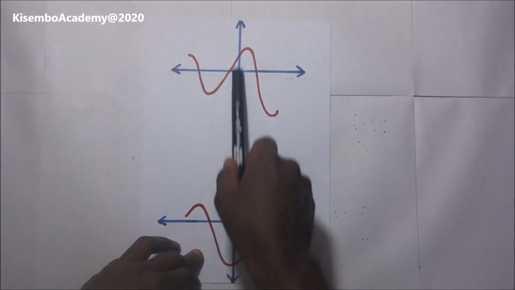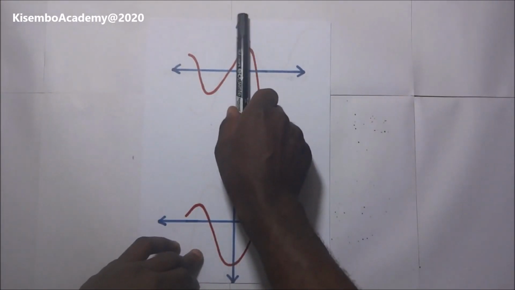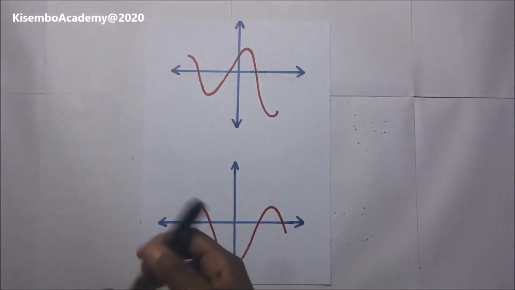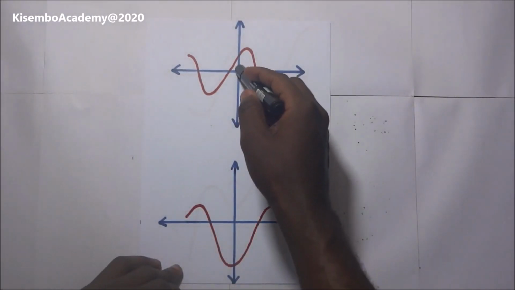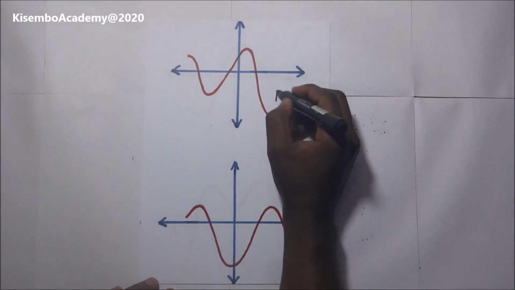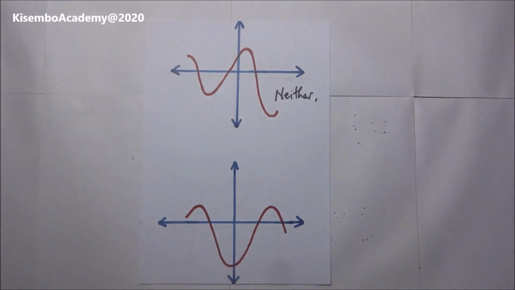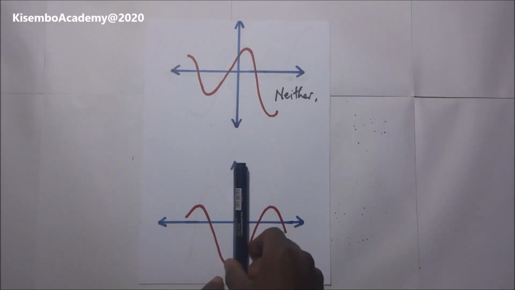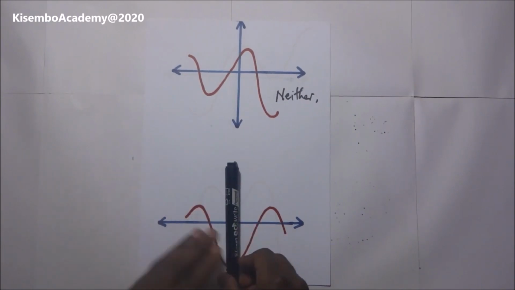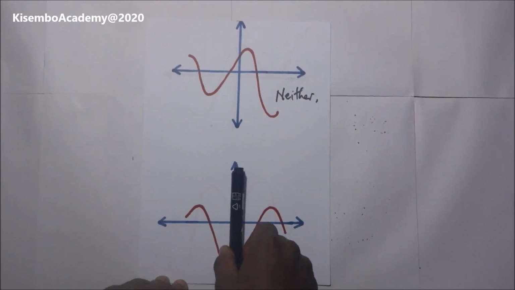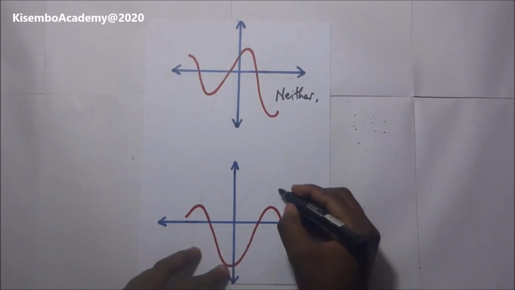Then we have this one right here. It's not symmetrical about the y-axis. In other words, the y-axis is not splitting it into two equal parts, and also it's not having a rotational symmetry about the origin. So this one is neither odd nor even. Looking at this one, the y-axis splits it into two equal parts, meaning it's having a symmetry about the y-axis. So this one is an even function.